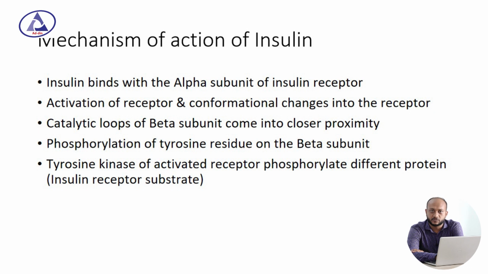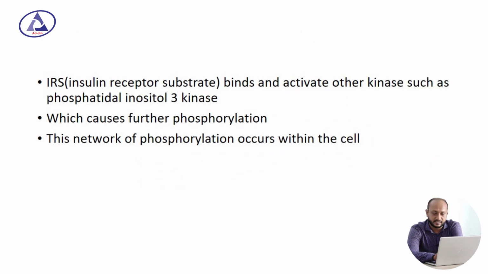Now, mechanism of action of insulin. Insulin binds to the alpha subunit of insulin receptor, which causes the activation of receptor and conformational changes in the receptor. This ultimately leads to the catalytic loops of beta subunit coming into closer proximity. Phosphorylation of tyrosine residue on the beta subunit, tyrosine kinase of activated receptor phosphorylates different proteins, insulin receptor substrate, IRS. IRS binds and activates other kinases such as phosphatidylinositol 3 kinase, which ultimately causes further phosphorylation. This network of phosphorylation occurs within the cell.